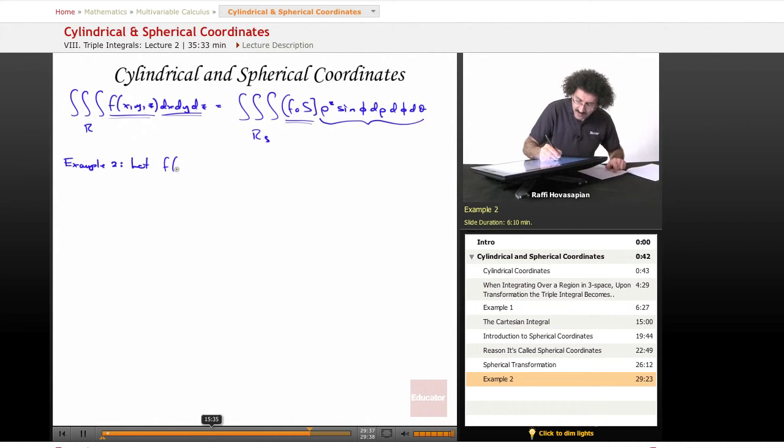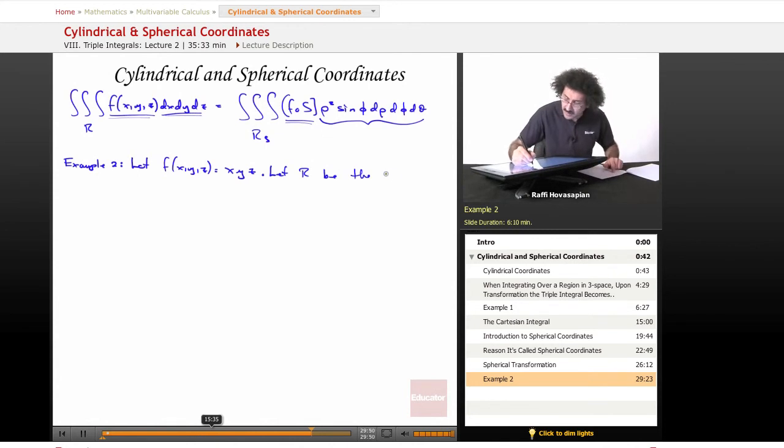Let f of xyz equal xyz. We will let R, the region, be the section of the unit sphere in the first octant.